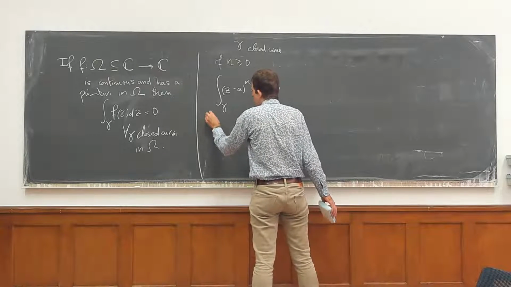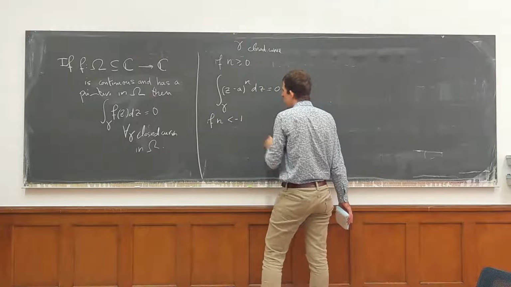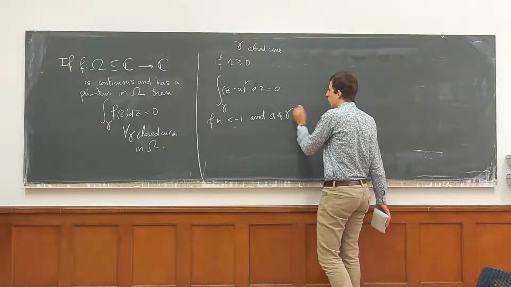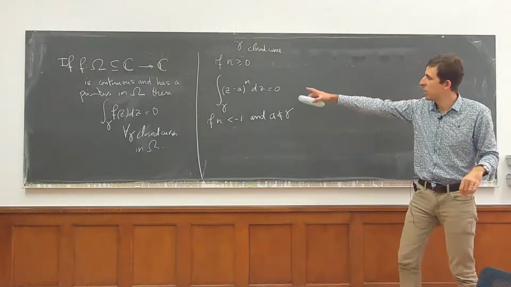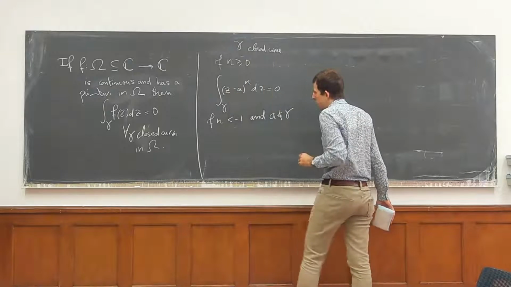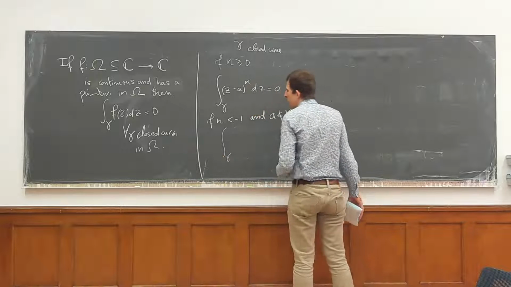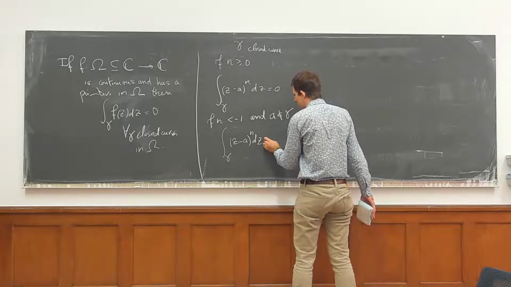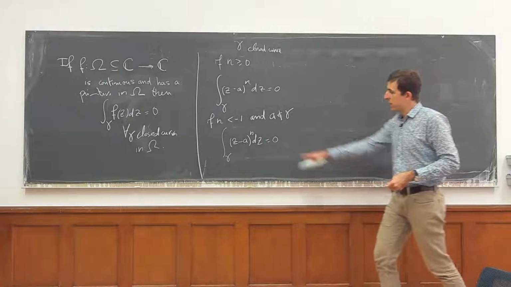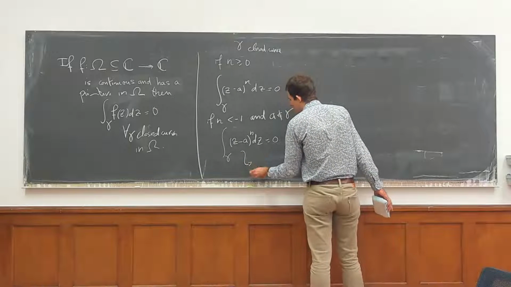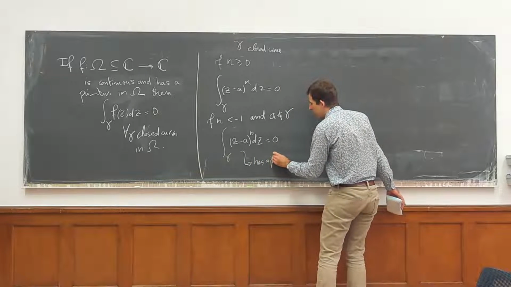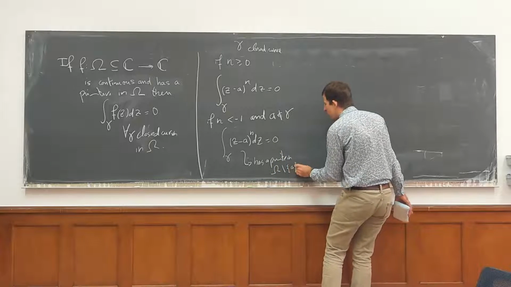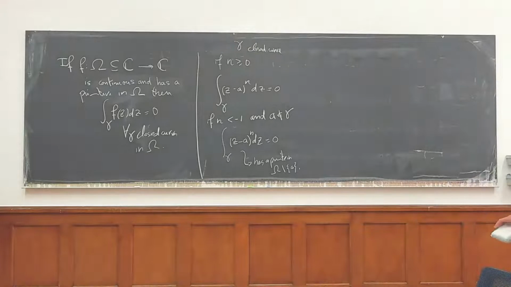Moreover, we saw that if n is smaller than minus 1 and the curve doesn't go through a, so a is not in the curve, because if it's in the curve then we have issues, since we don't want to be dividing by 0, then the integral over the path of (z minus a) to the n dz is also 0, because this function has a primitive in omega except for a. And if a is not in the curve, then we're all good.